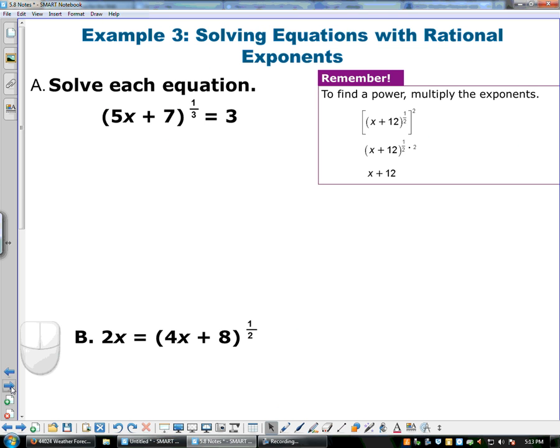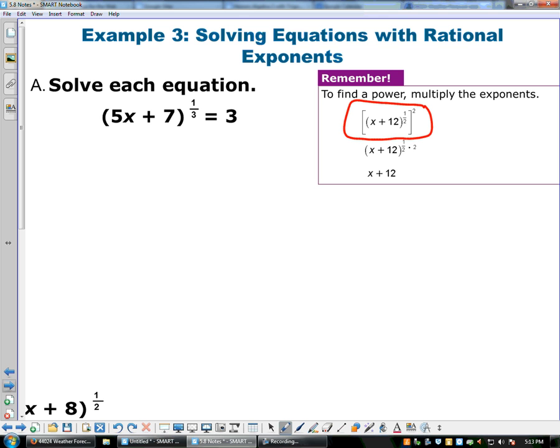Okay, so let's take a look at example 3. You're solving equations with rational exponents this time, and a hint: when you are doing this to find a power, you want to multiply the exponents. Here's an example. If you have x plus 12 raised to the 1/2 and you're raising the whole thing to the 2nd power, then remember, when you raise a power to a power, you're multiplying those exponents. So it ends up being x plus 12 raised to the 1/2 times 2. 1/2 times 2 is just 1, so we're really left with x plus 12 to the 1st.